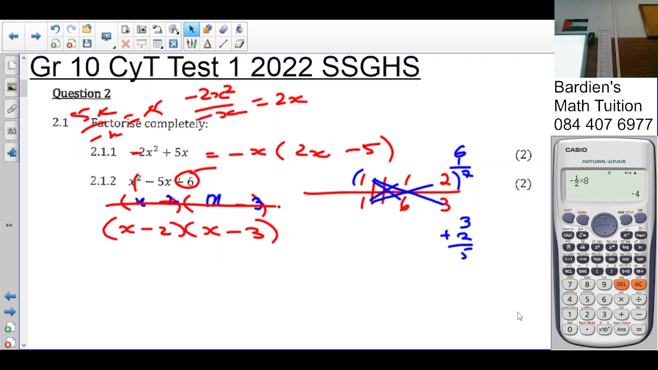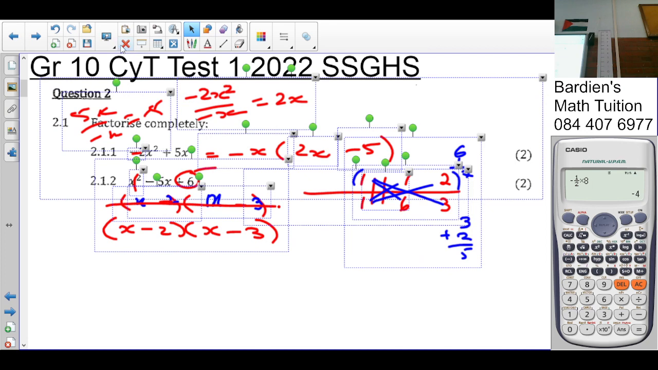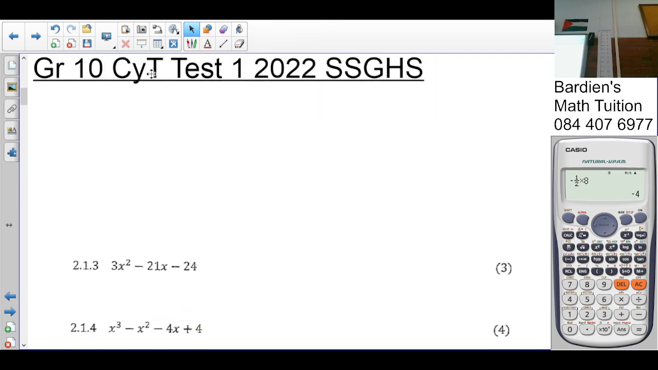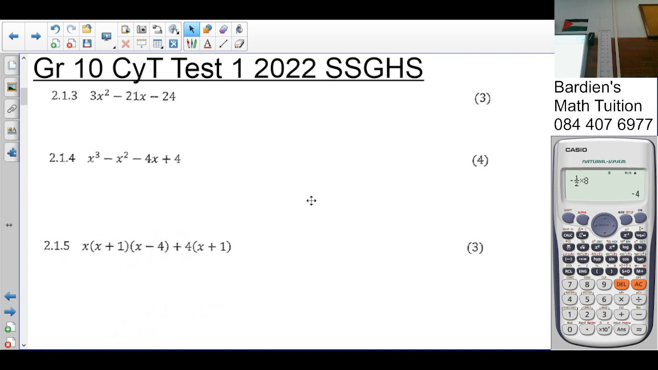Did we do this, people? Yes, since last year. Okay. Let's look at the next one. 2.1.3. What do we notice here? There's a common factor. Common factor of what? 3. What are we left with? X squared minus 7x minus 8.